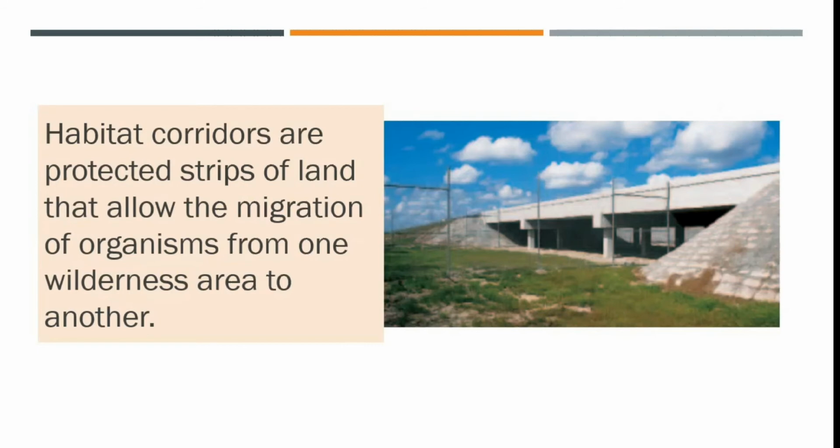Habitat corridors are protected strips of land that allow the migration of organisms from one wilderness area to another. Research has shown that corridors can help overcome some of the effects of habitat destruction and are beneficial for both plants and animals.